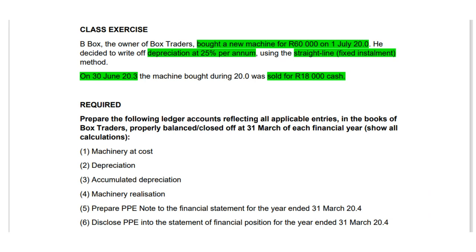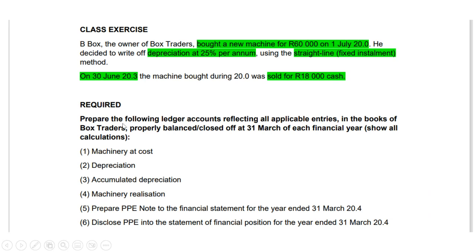So how do we calculate depreciation here? You will say the cost price less the residual value, which, if they are silent, we assume to be 0, multiplied by 25% times months over 12. That's what we'll be doing here. And they are telling you that on the 30th of June 20.3, the machinery bought during 20.0 was sold for 18,000. So this machinery that was bought on 1 July 20.0 was sold on 30 June 20.3 for how much? For 18,000 rand cash. What is required here?